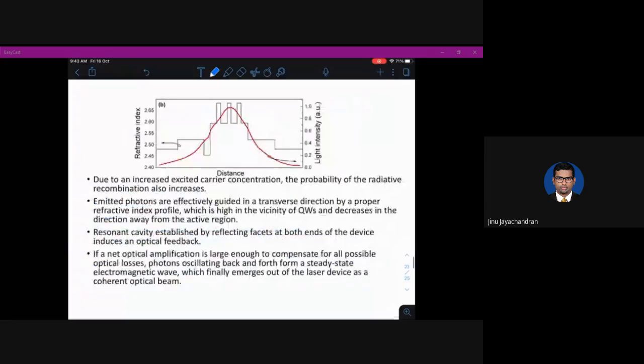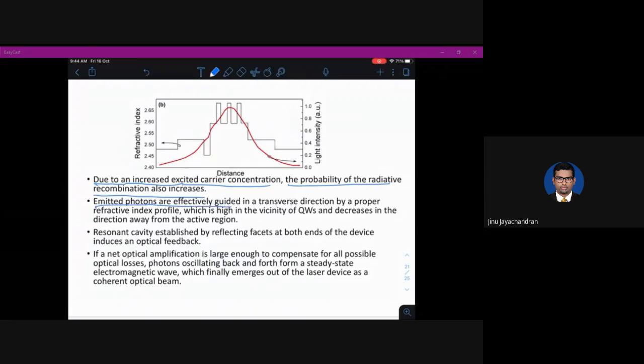Now, due to an increased excited carrier concentration, the probability of radiative recombination also increases. We know that there can be a radiative or non-radiative recombination. The non-radiative recombination is because of phonons. As the carrier concentration increases in the higher energy level, the probability of radiative recombination increases because you will have population inversion. Okay, so that will make sure of that.